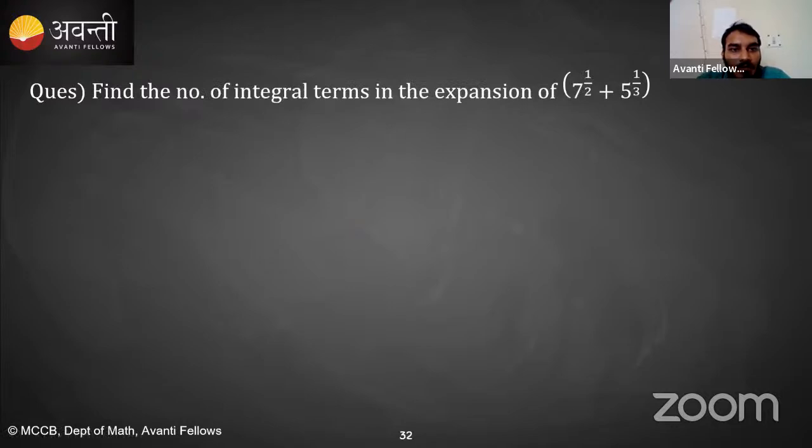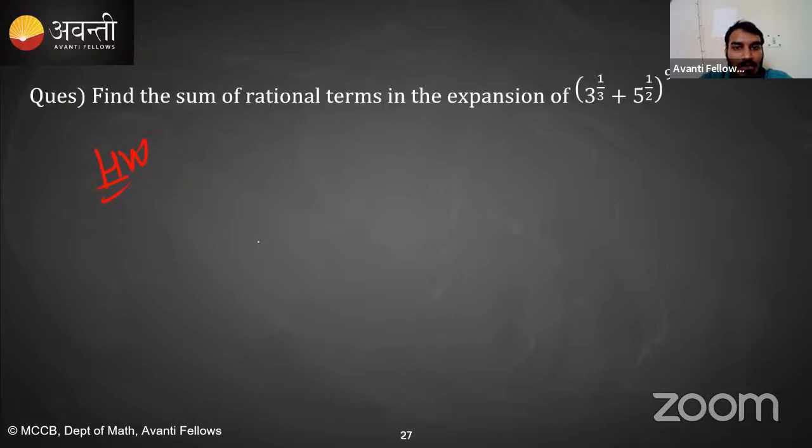Find the number of integral terms in the expansion of this. Clear? Everybody focus. There is a little difference between rational terms and integer terms. In a rational term, I can afford to put a negative integer as a power. Let's say 3 raised to the power minus 2 becomes 1 upon 3 square, so this is rational. But for an integer, you cannot make it negative; you have to make it a positive power only. So try to solve these two questions as homework.